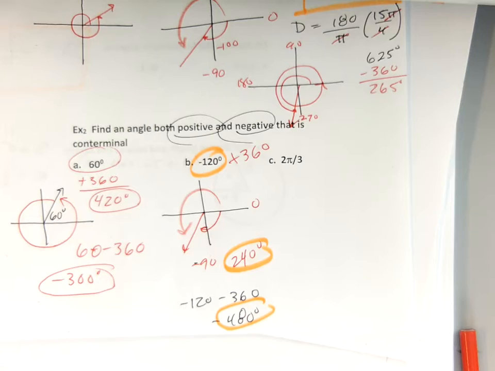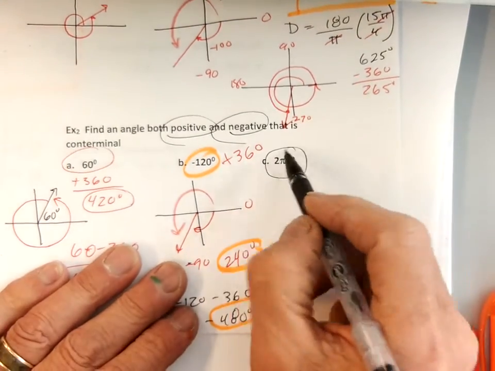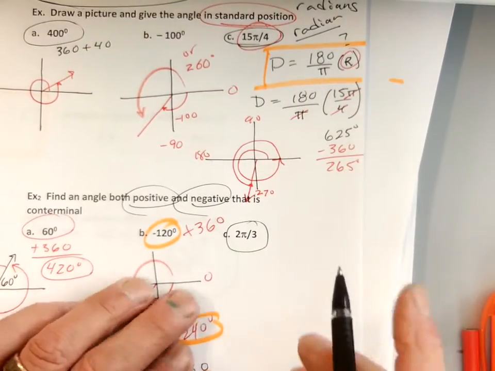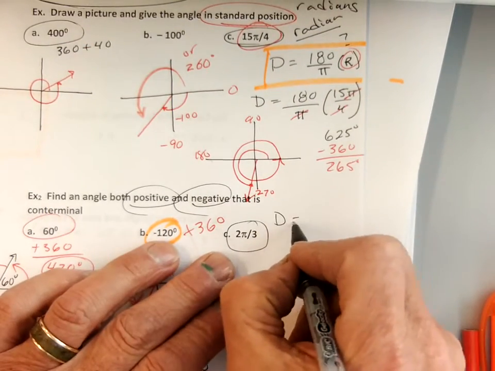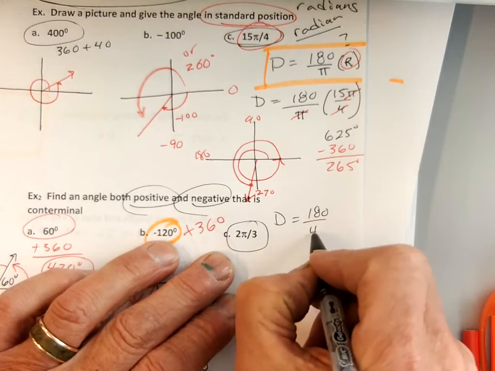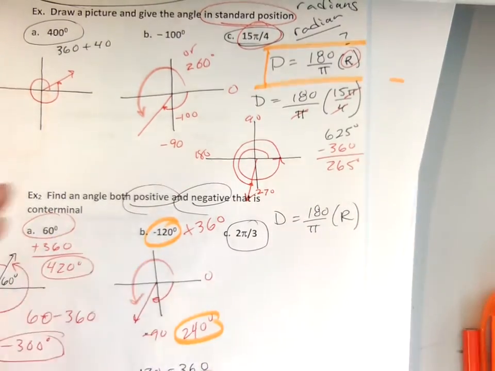Okay, now, 2 pi over 3, that's a radian, right? So I'm going to use my formula. Degree equals 180 over pi times my radian. Let's change it to degrees, because I'm not familiar with radians. Radians really bother me right now. They don't even look like angles. You guys agree with that? So let's change that radian into a degree, okay?